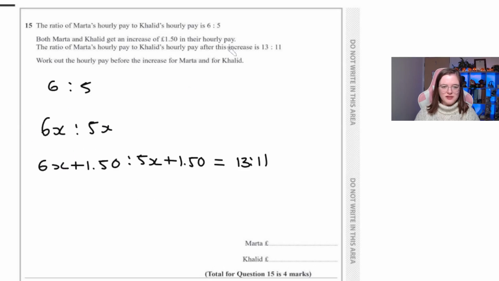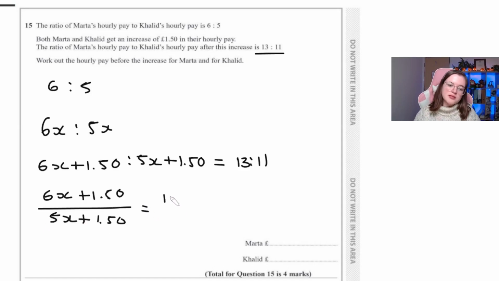Because they started with this as their base pay. They then have some multiple of that, some lot of it, then whatever lot they had of it, plus 1.50 to get their new increase, which is this 13 to 11 ratio here. And then a little kind of fact we can use. If we have a ratio equals a ratio, we can convert them into fractions, which is quite helpful. And that just gives us 6x plus £1.50 over 5x plus £1.50 equals 13 over 11. And then from here, I can cross multiply to have a fraction equals a fraction. So I'm going to times that up there. I'm going to times that up there.